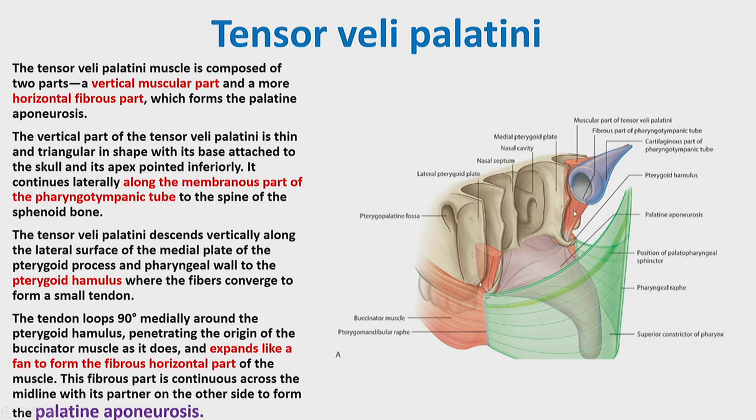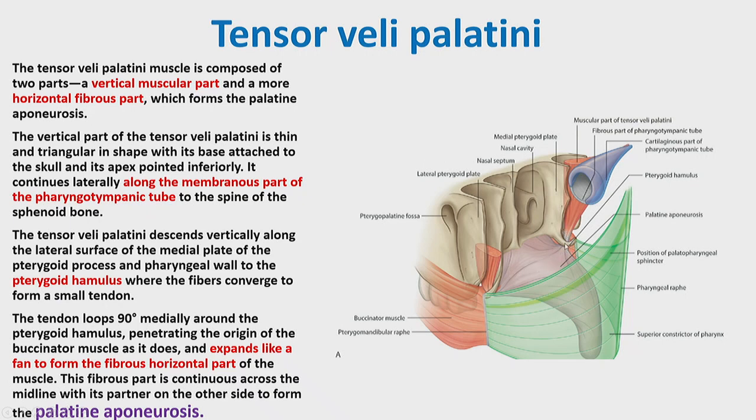which is located here, as you see. It has two parts. It has the vertical part, which is the muscular part, going from the base of the skull, respectively from the spine of the sphenoid bone, or angular spine. It goes downward till it reaches this hook-shaped structure of the pterygoid process, which is called the pterygoid hamulus. And the tendon is turning around this hamulus, and it continues horizontally.